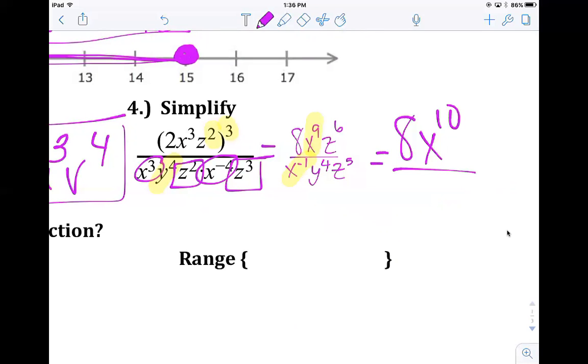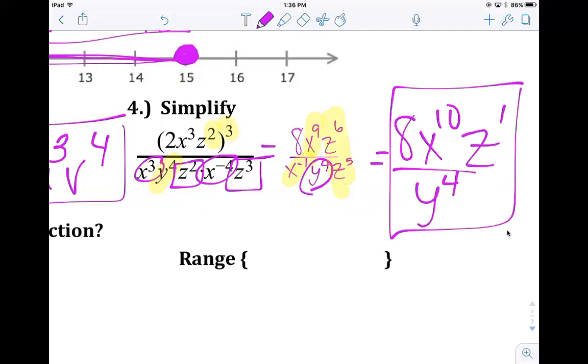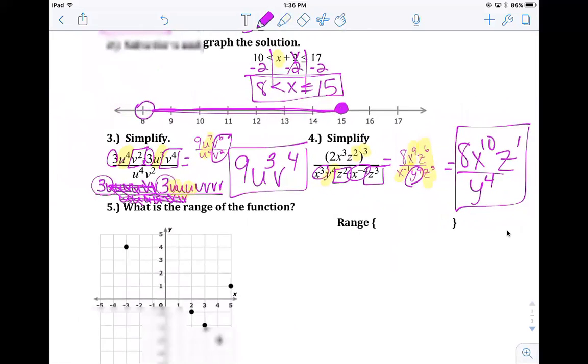Our y value to the 4th power is going to stay put because we have no other y values to combine it with. And then our z's, we have 6 on the top and 5 on the bottom. 6 minus 5 is 1. So we'll have z to the 1 power, or just z. So we're taking our exponents and we are condensing it.